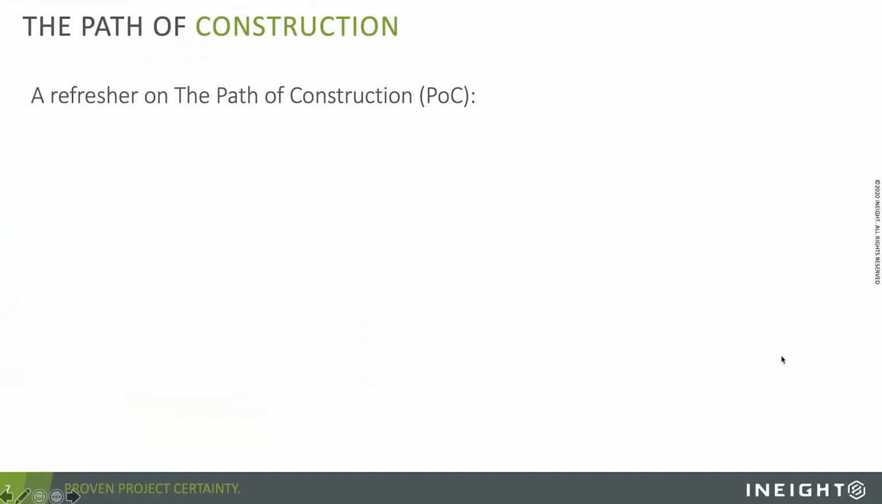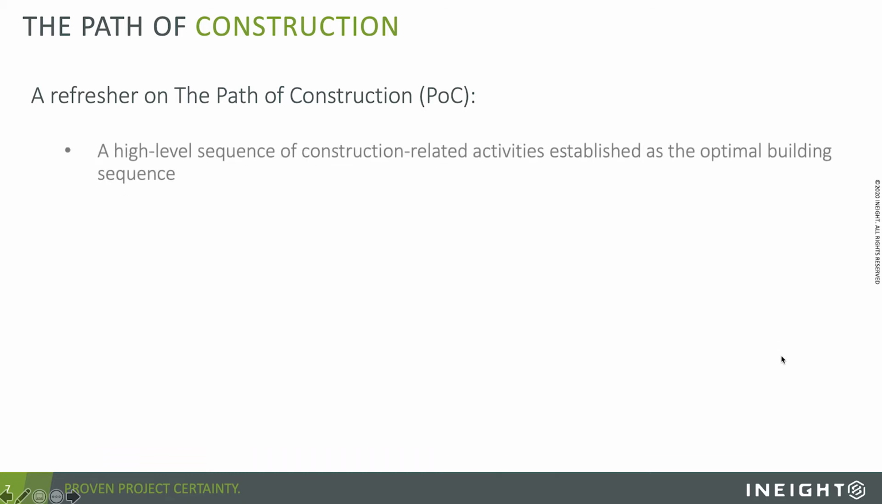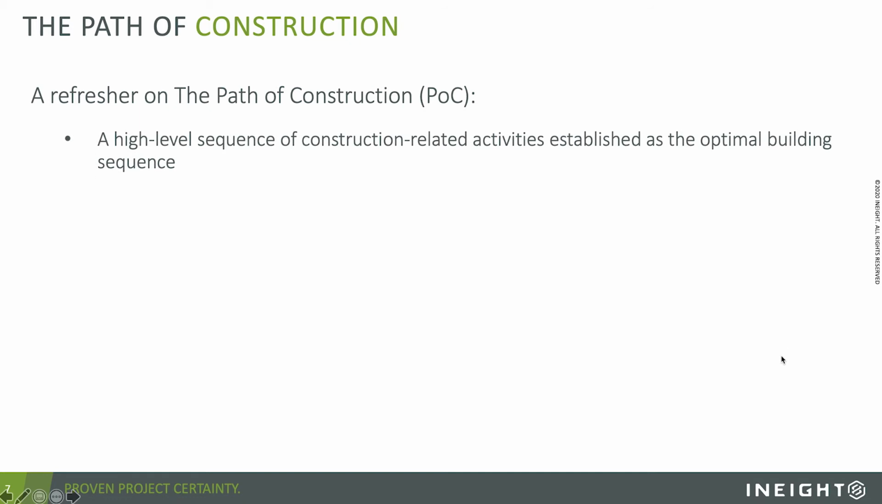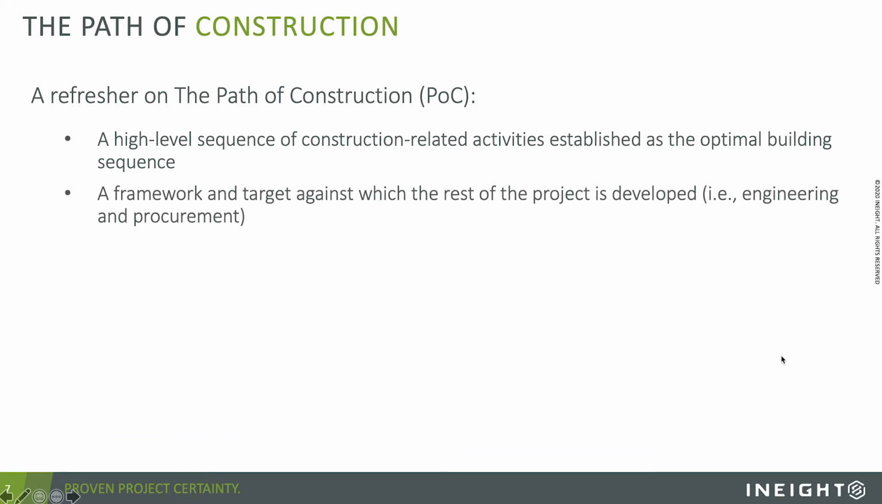So just as a refresher, if you haven't seen the rest of the best path of construction webinars, the idea of a best path of construction is that high-level sequence of activities that establish your optimal building path. So it's a high-level sequence, but it puts together the framework and the target of which the rest of the project is going to be built around: the engineering, the procurement, all the way down to the execution.